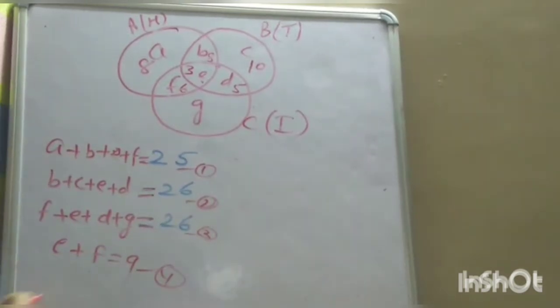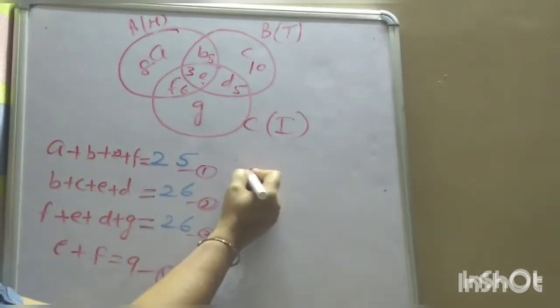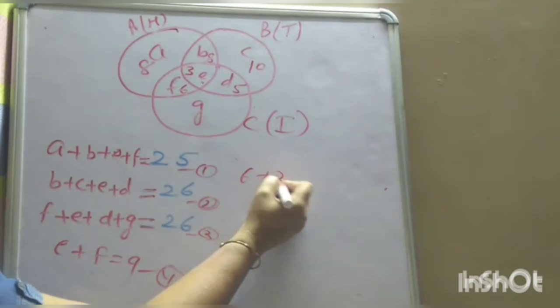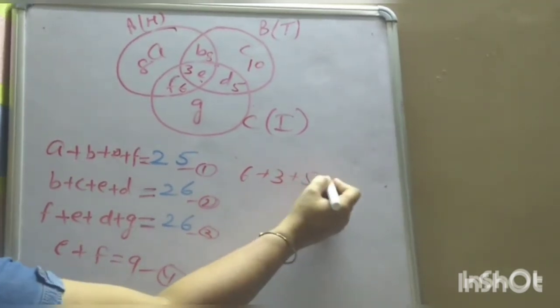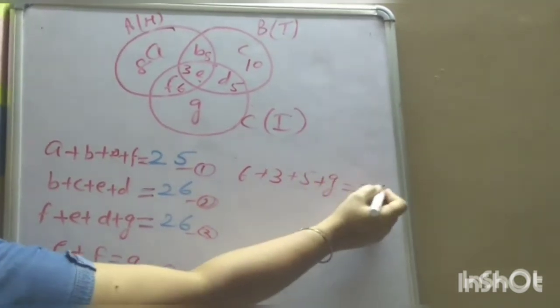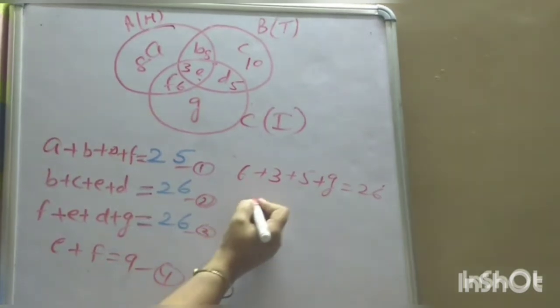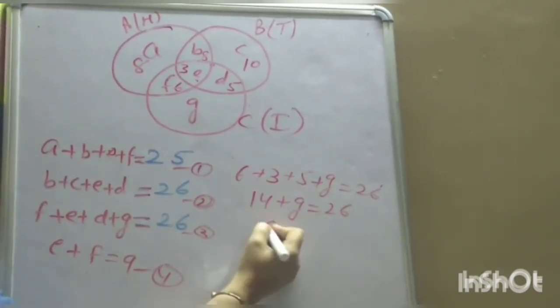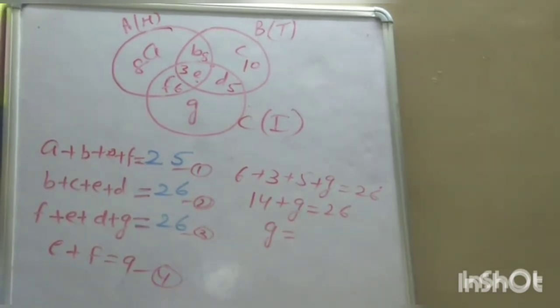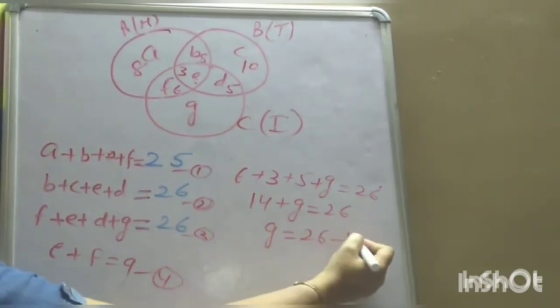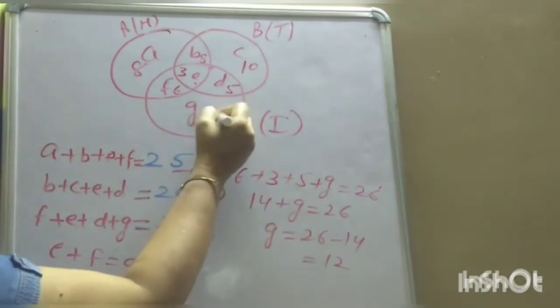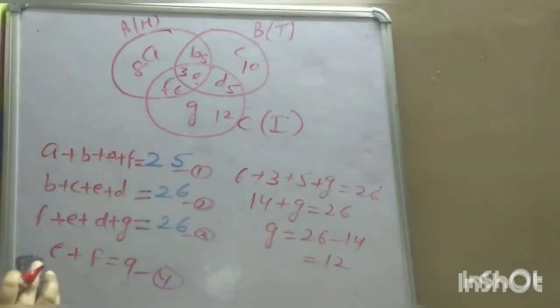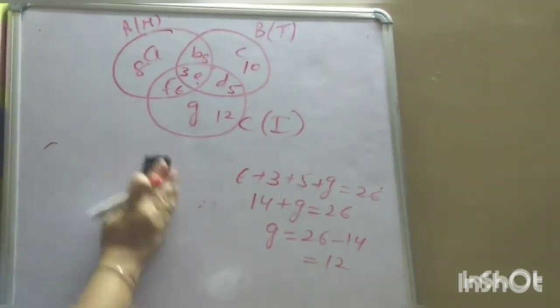From equation 3, F 6 plus E 3 plus D 5 plus G we don't know is equal to 26. 14 plus G is equal to 26. G is equal to 26 minus 14, 12. So value of G is equal to 12.